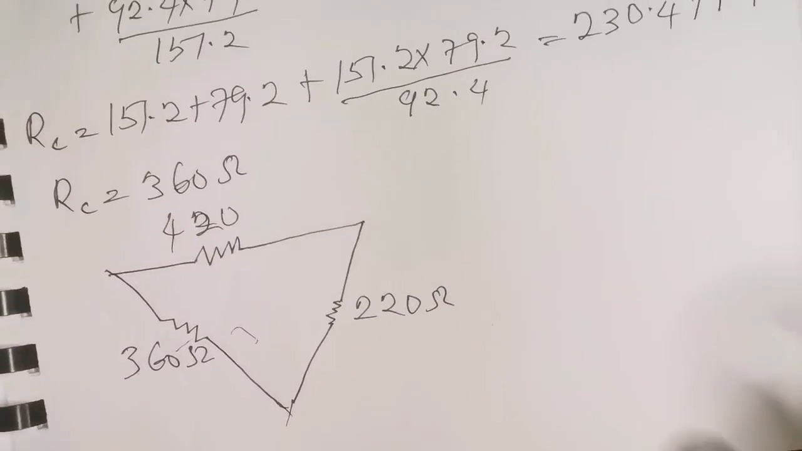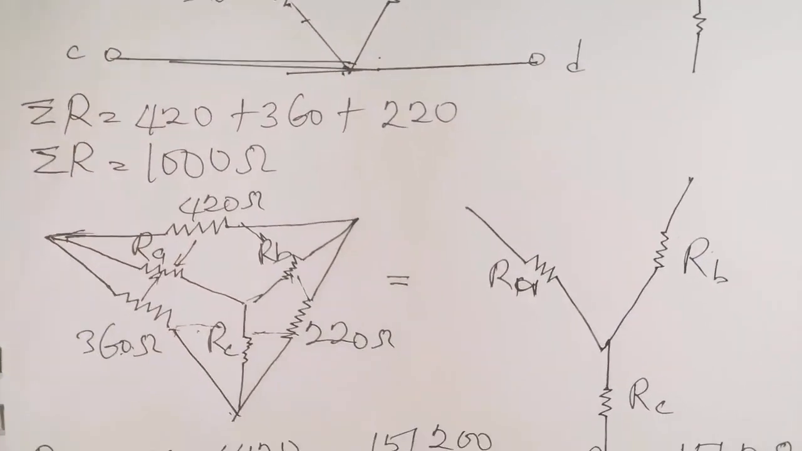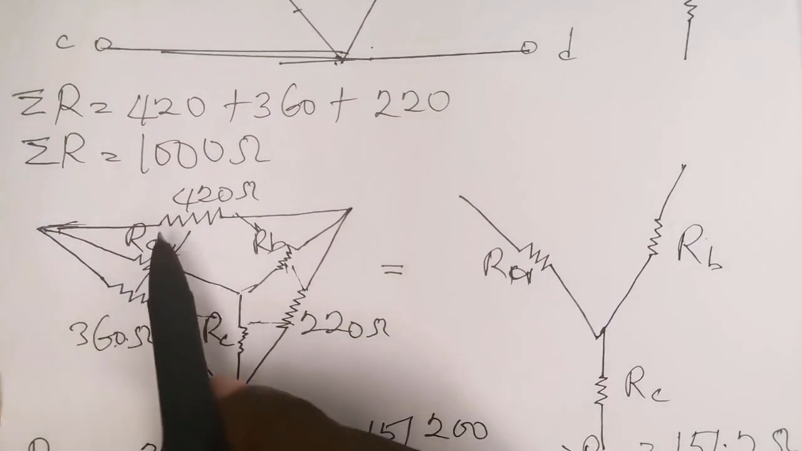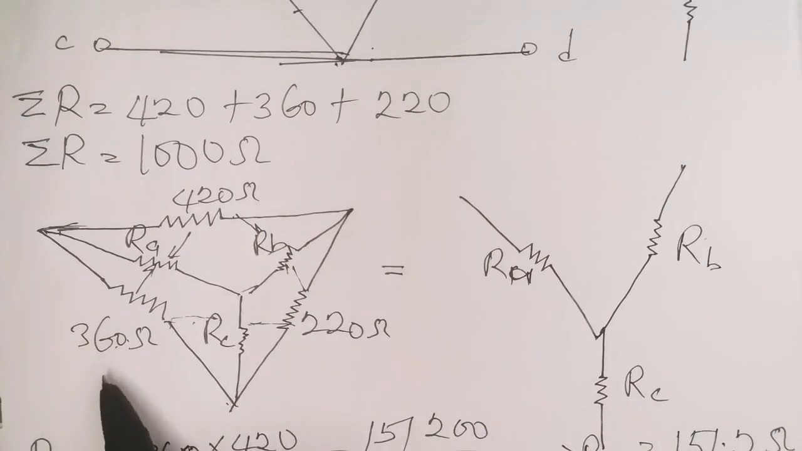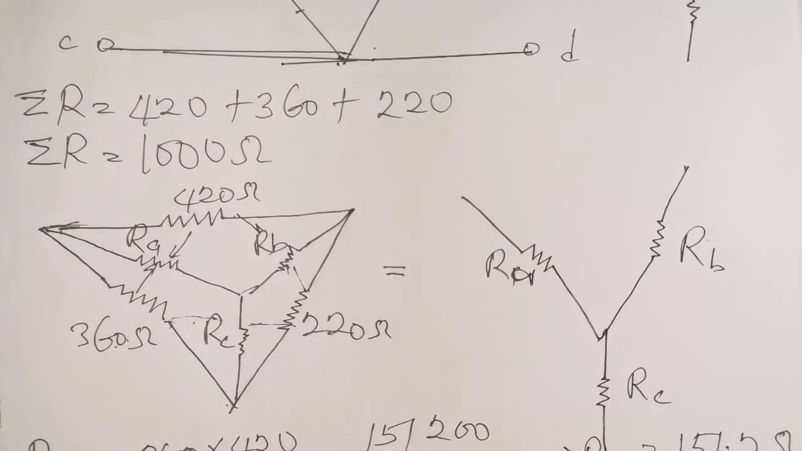Let's fall back to the original question. Okay, so as can be seen in the original question, this is 420, this is 220, and this is 360. So which means the approach or the procedure is very correct. All right, guys, so that's it on how to convert a delta network into an equivalent star network, and also how to convert a given star network into an equivalent delta network.